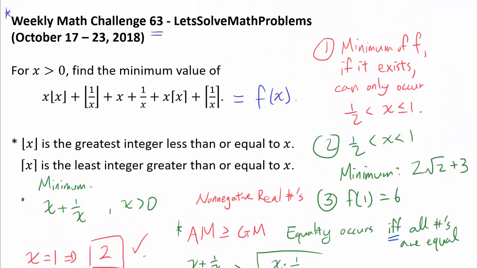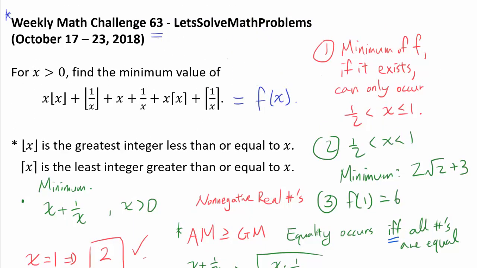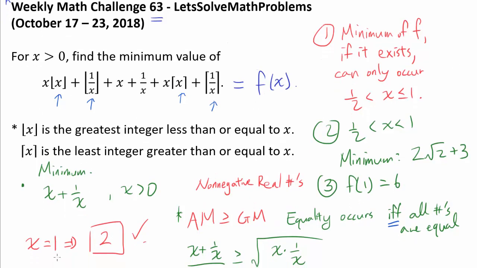So let's go up, and now let's actually try this question. For x greater than 0, we have this expression with 6 terms, and we have the floor of x, the ceiling of x, the floor of 1 over x, and the ceiling of 1 over x. And when you look at this expression, because we know that the minimum of x plus 1 over x occurs at 1, you may say maybe the minimum value is going to occur when x is 1. And when x is 1, it's pretty easy to verify that f of 1 is 6.